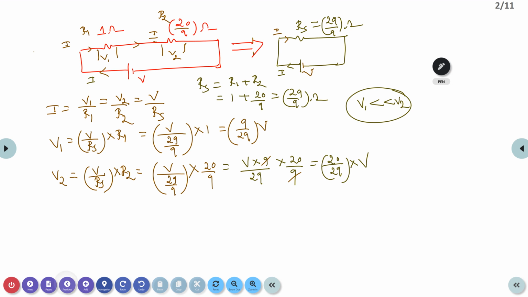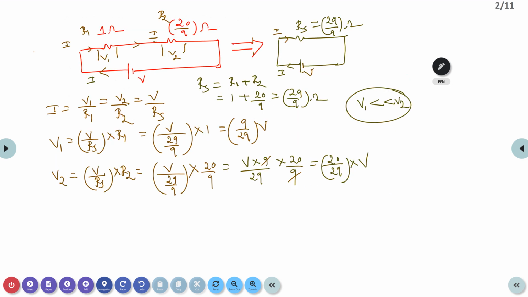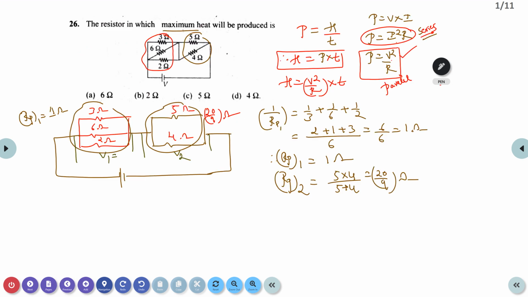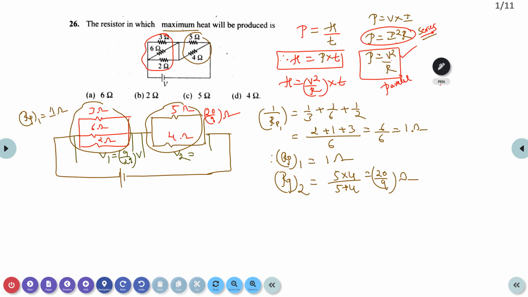V1 is known. Here the voltage is how much? V1 here, and V2 here. What is V1? V1 is equal to 9 by 29 of V. V2 is equal to 20 by 29 of V. Now I can use this formula.